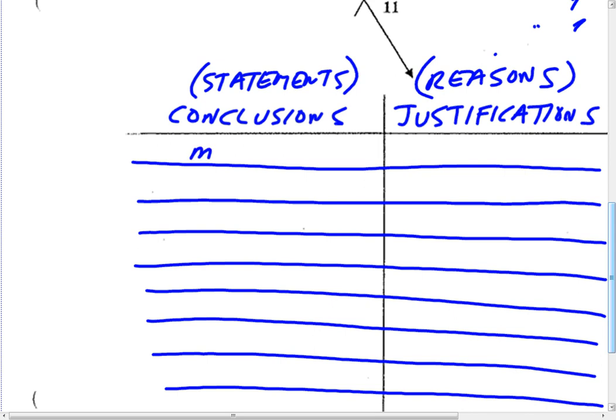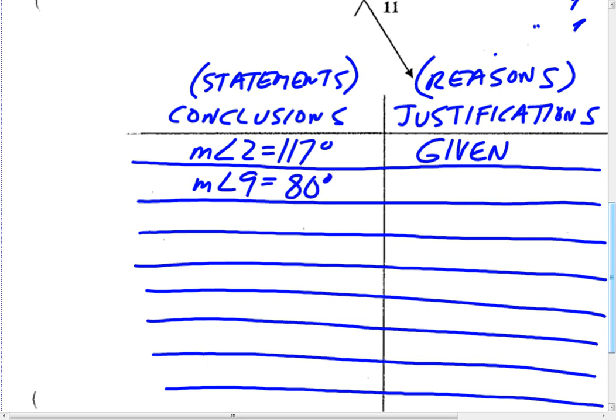What was the first given? Measure of angle 2 equals 117? Even though it's given, we still put it into our proof. We have to treat this proof like it was a recipe. You can't leave things out of a recipe, so you can't leave your givens off of the beginning of your recipe. What was the second one? Angle 9, and that was 80 degrees? That was given. And A parallel to B, also given.